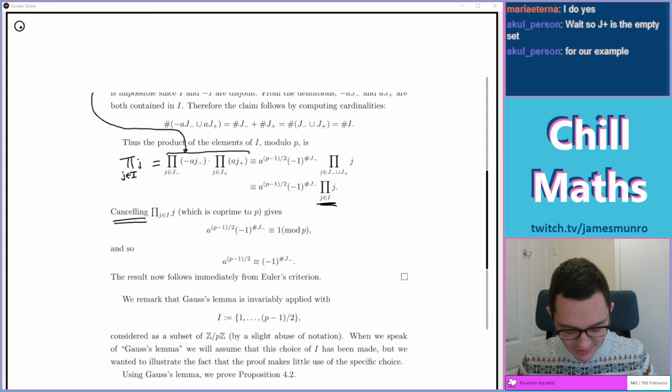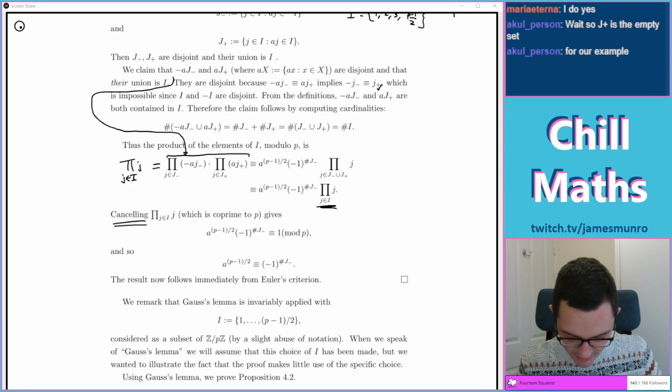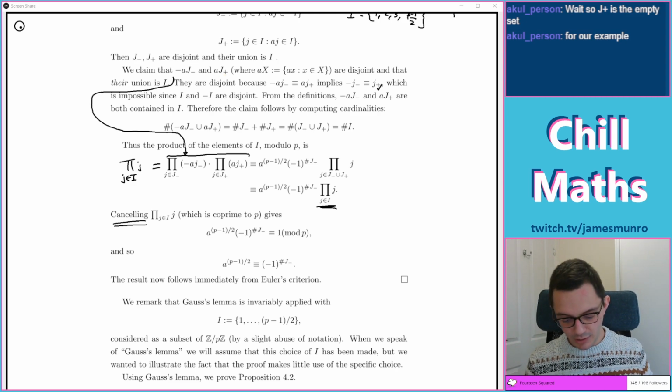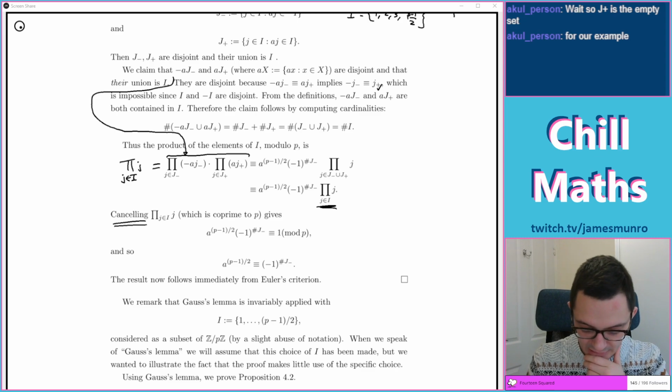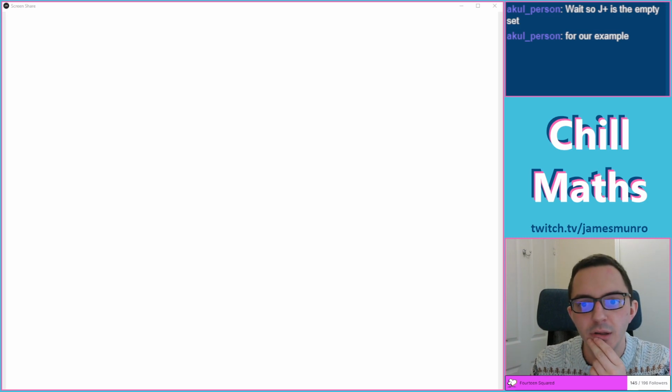So it's the claims, it's the stuff in the paragraph. The calculation, fine, whatever calculation. But it's this claim that minus aJ minus and aJ plus. I think I must be wrong. Yeah, I must be wrong. Because in my example here, aJ plus is the empty set, and minus aJ minus has only got 3 things in it. Yeah, okay, so I think I'm wrong.